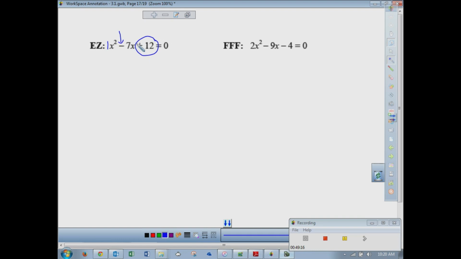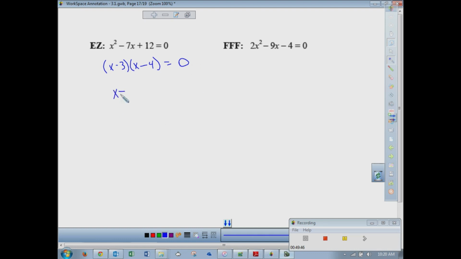2 positive numbers cannot add up to be negative 7, correct? So it has to be 2 negative numbers. What are 2 negative numbers that multiply together to be 12 and add together to be negative 7? Negative 3, negative 4. Doesn't matter what order they go in. Simply factored into those 2 quantities. That's why it's called easily factorable, because you don't have to go through that whole mess of splitting it up and factoring it by grouping.